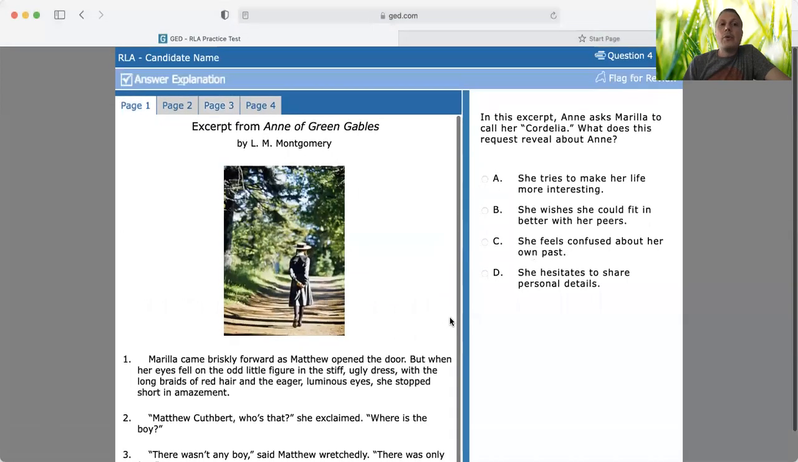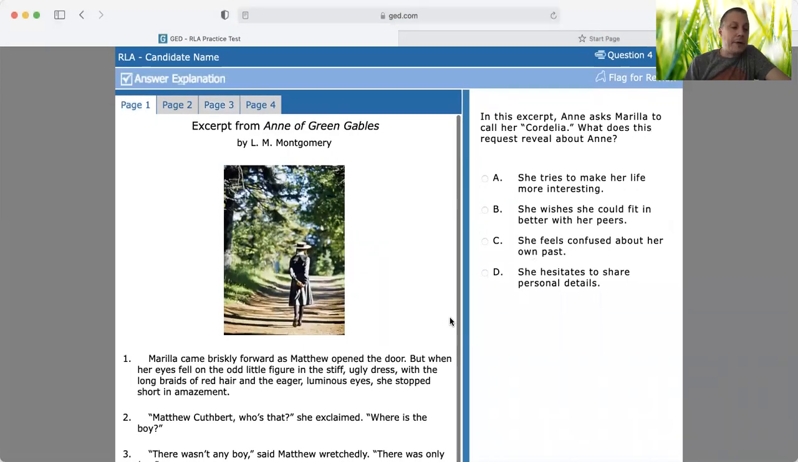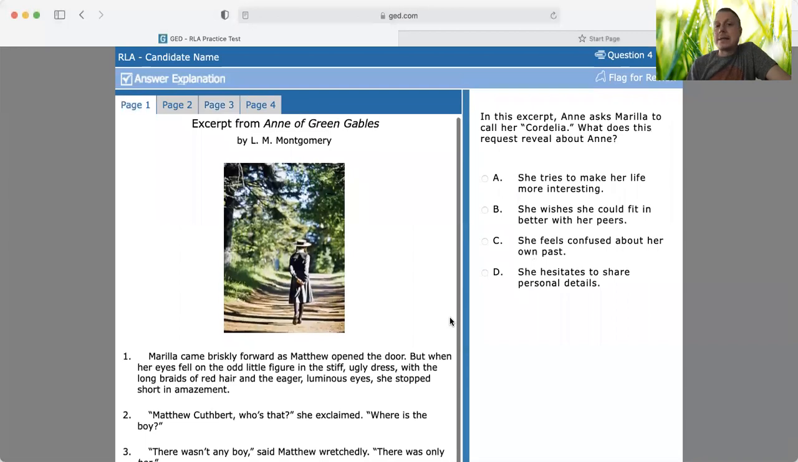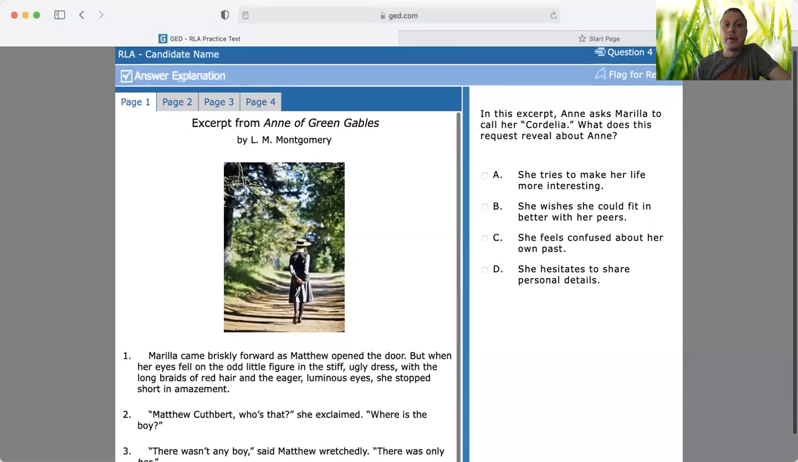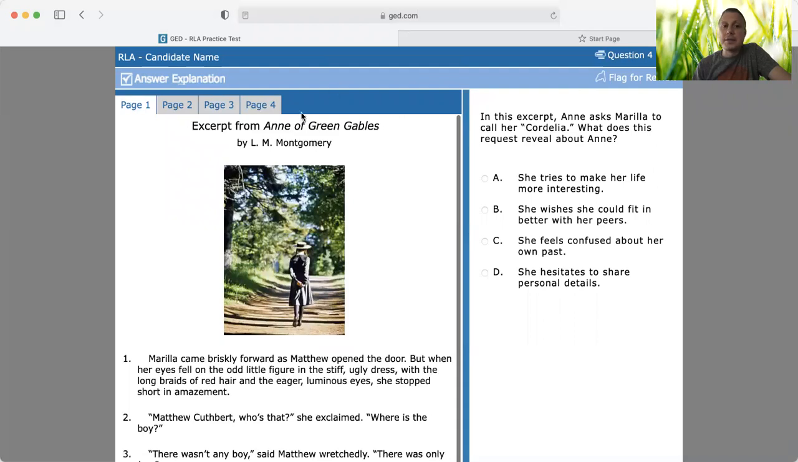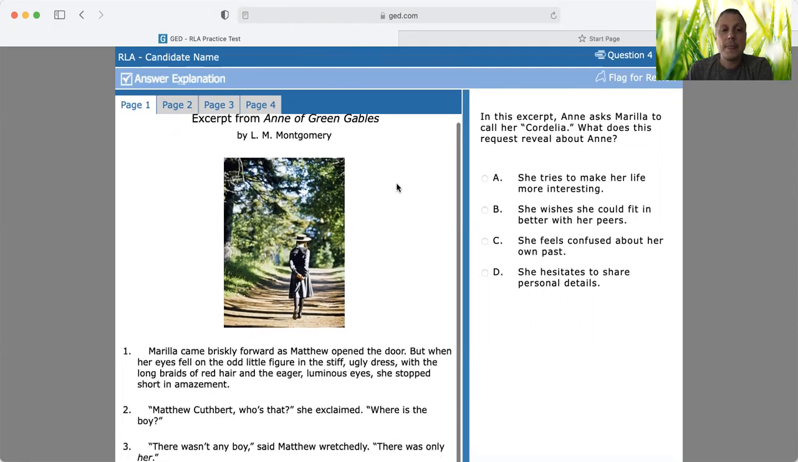Okay, now we're going to go into a different passage. So we're going to read this, and then we are going to do some questions on it so we can better understand it. So okay, let's take a look at this passage here. We have an excerpt that says from Annie of Green Gables.